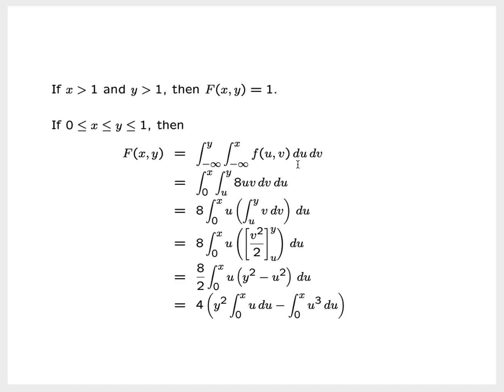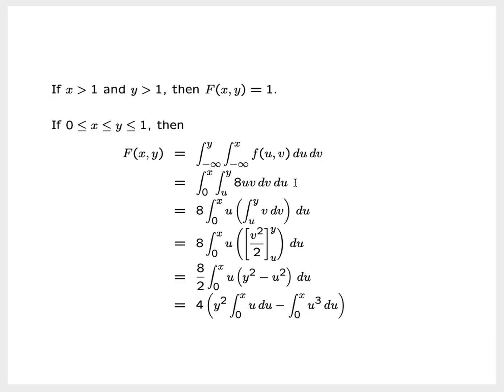the joint PDF, and we're using u and v as our variables of integration here, where u ranges from minus infinity up to x, and v ranges from minus infinity up to y. This simplifies to the integral of 8 times u times v. Now I'm changing the order of integration here, so I'm integrating with respect to v first.